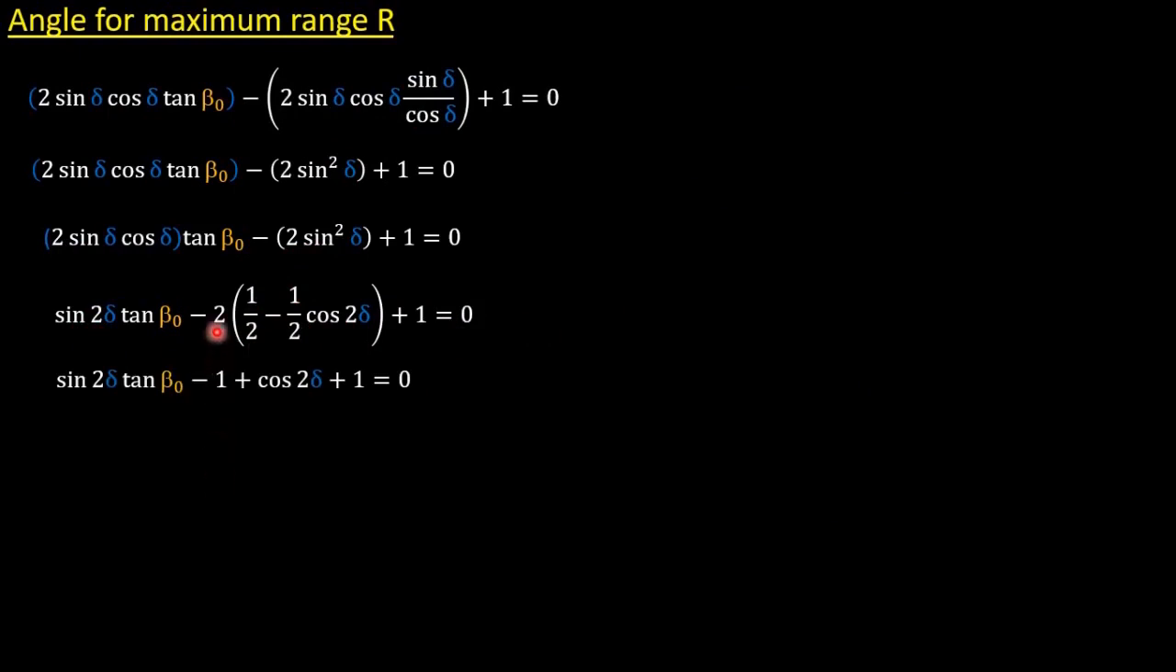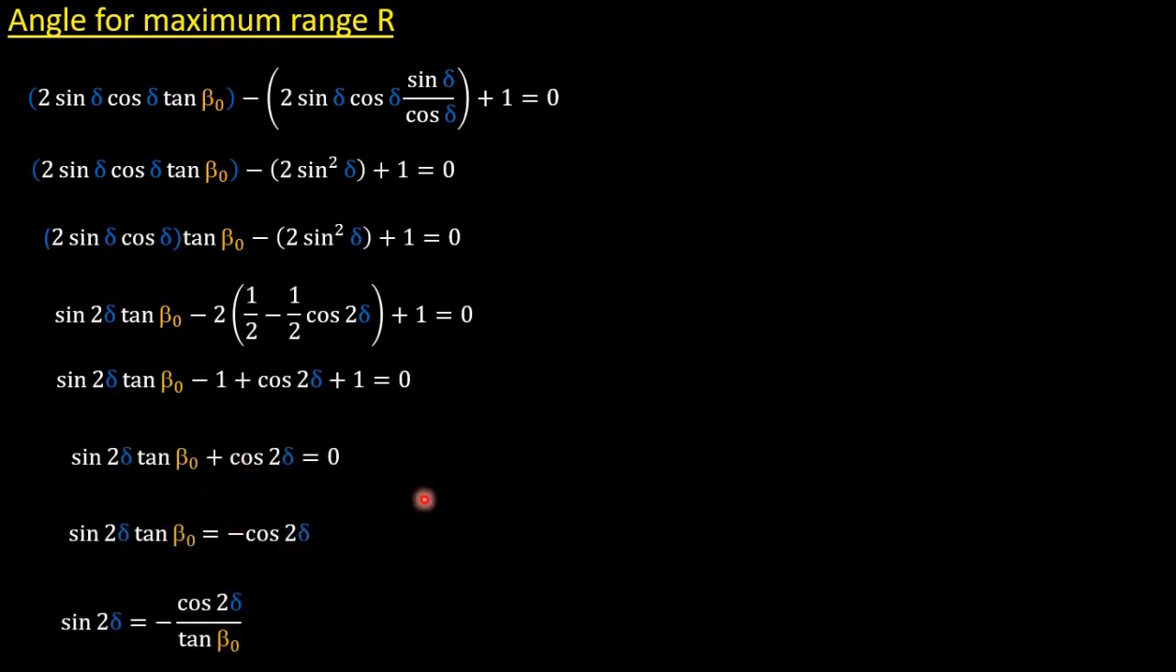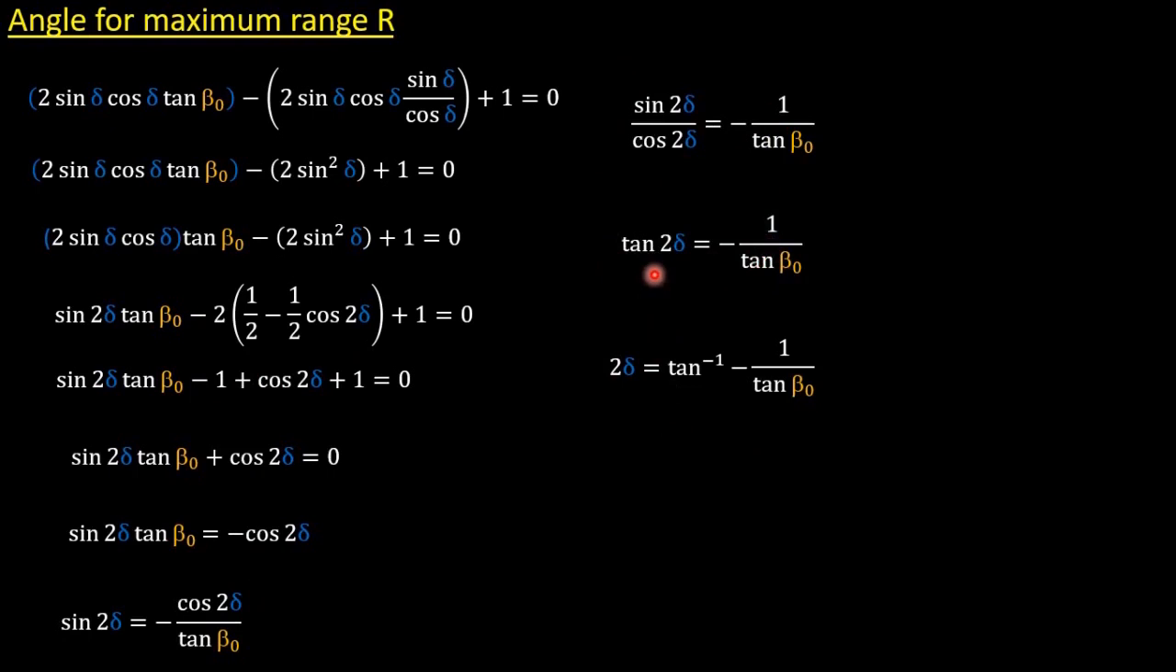Then if I expand the brackets with 2 there, so if I do 2 times minus a half, I'm going to get minus 1 here, and then minus 2 times minus a half there is going to give me plus cos 2 delta, and I'm going to be left with plus 1 at the end. And then I've got minus 1 there and plus 1 there, so they're going to cancel out to leave behind this. And then if I subtract cos 2 delta from both sides, and then divide both sides by tan beta, I get this. And then if I divide both sides by cos 2 delta, I get this over here. And then I can rewrite this as tan 2 delta, which is equal to minus 1 over tan beta. If I take the inverse tan of both sides, I end up with this equation here. So now I can simplify this down.